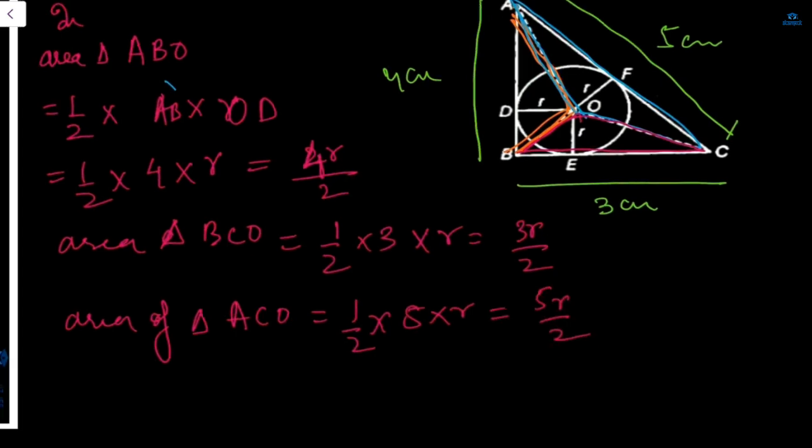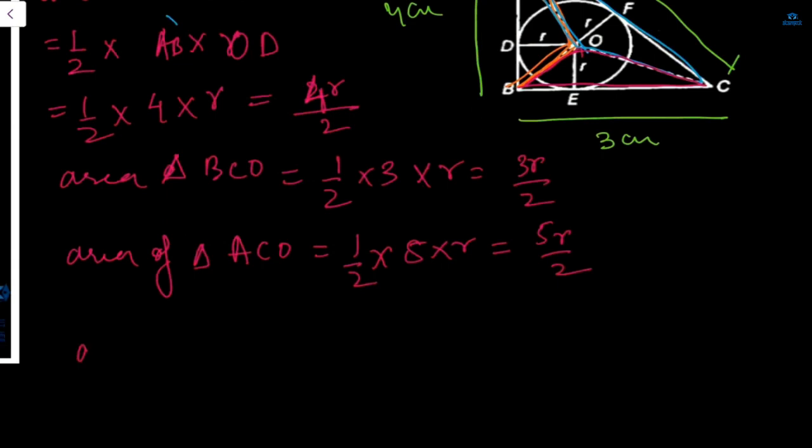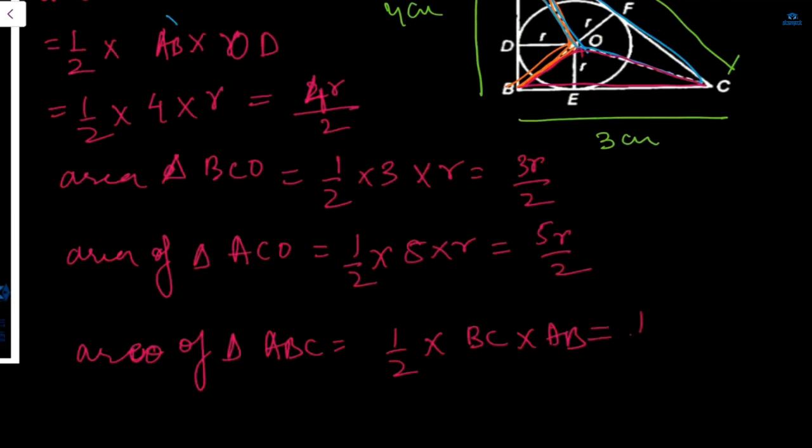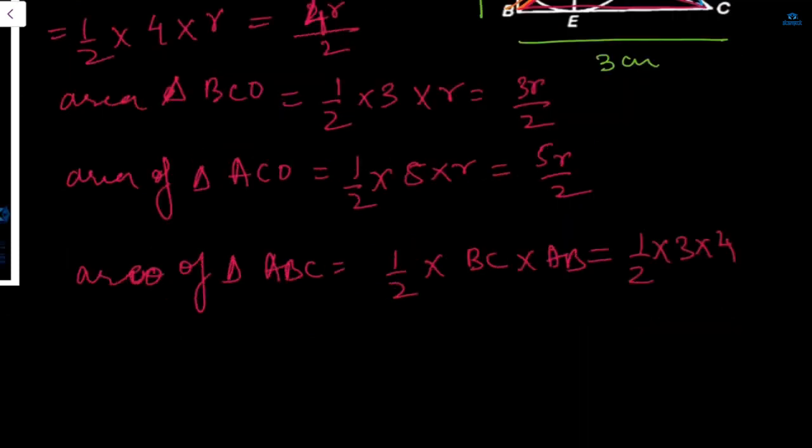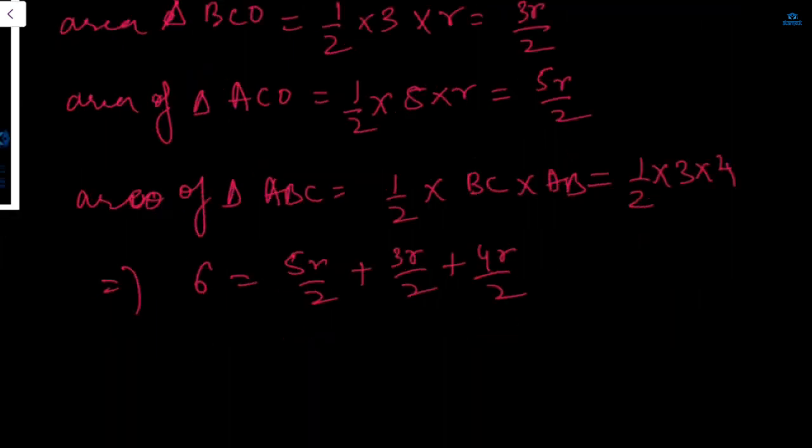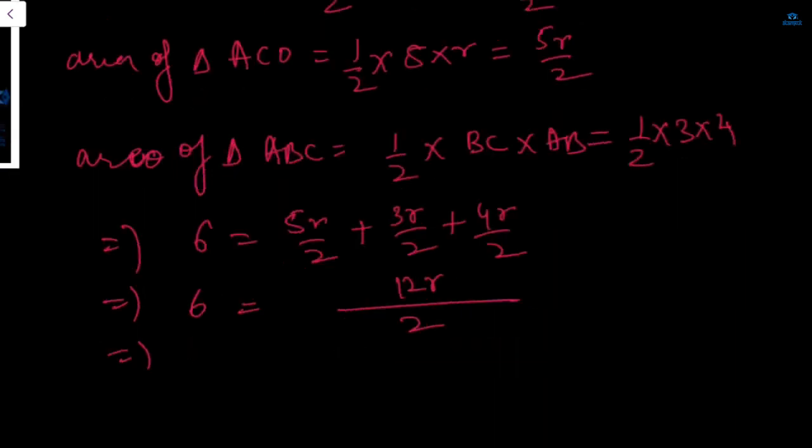Now the area of the whole triangle ABC will be half, base BC and height AB, which is 1 by 2 into 3 into 4. So it will be equal to 6. 6 is equal to 5R by 2 plus 3R by 2 plus 4R by 2. If you solve it, 6 is equal to 12R by 2. So R is equal to 1. R is 1, ma'am. Yes, R is 1. Any doubt?